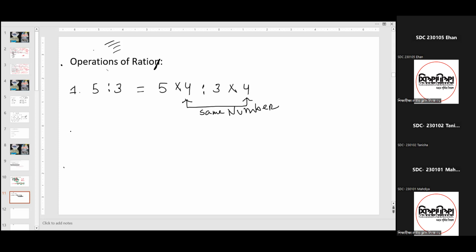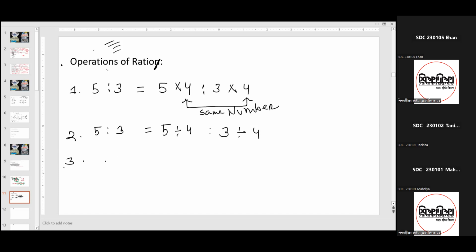So we also can divide. If you take that 5:3, it will be 5 division 4 ratio 3 division 4. If you just think that multiplying is scaling up, or amplifying, and division is scaling down, or de-amplifying, we can do both, right? As we can do in fractions.